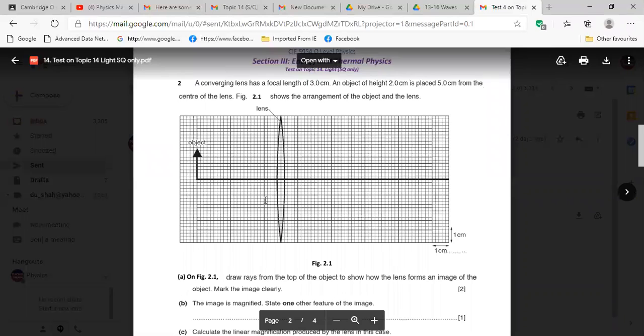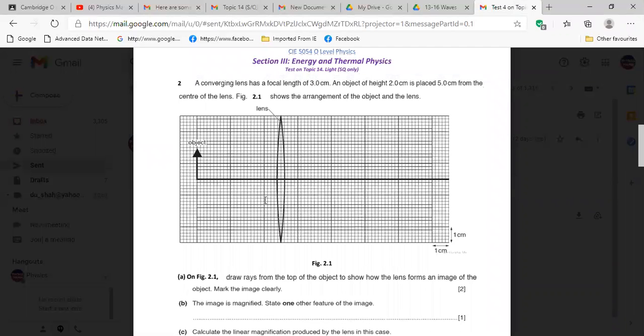Can you read Mahi question? Sir, a converging lens has a focal length of 3.0 centimeter. An object of height 2.0 centimeter is placed 5.0 centimeter from the center of the lens. Figure 2.1 shows the arrangement of the object and the lens. A. On figure 2.1, draw rays from the top of the object to show that the lens forms an image of the object. Mark the image clearly.